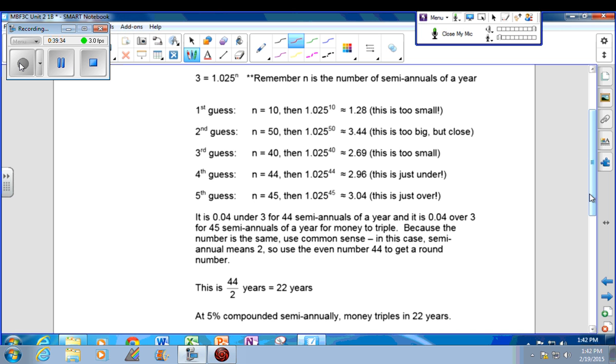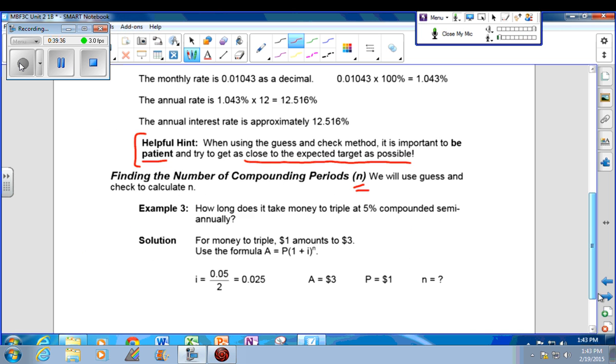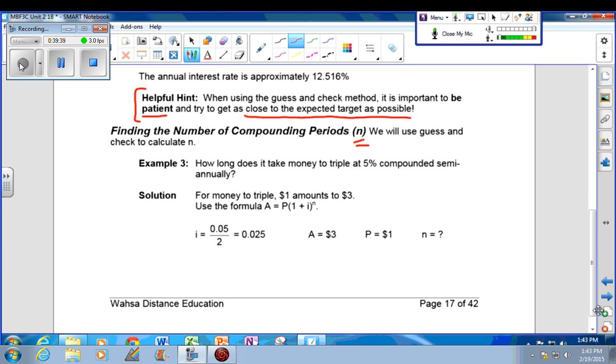Okay, let's see. I went ahead a little too far here. We're at the bottom of page 17, and I'm going to change to green here. It says finding the number of compounding periods. The next one that sometimes we want to know is n. Again, we're going to use the guess and check method. How long does it take money to triple? Triple means times 3, at 5% compounded semi-annually. Semi-annually means two compounding periods per year.